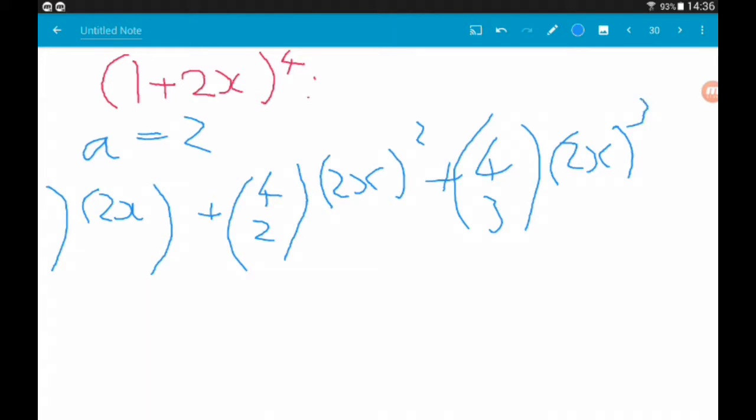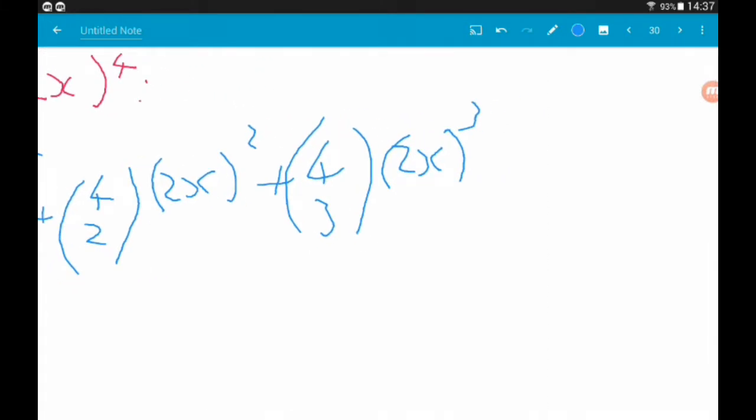cubed, and then finally we're going to get for our last term, you can think of it as 4 choose 4 if you want, but the coefficient of the last term in terms of the binomial expansion coefficients is always just 1. Any number choose itself is just 1. So our final term is just going to be plus 2x all to the power 4.